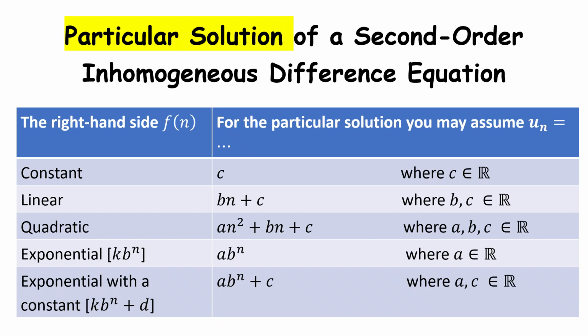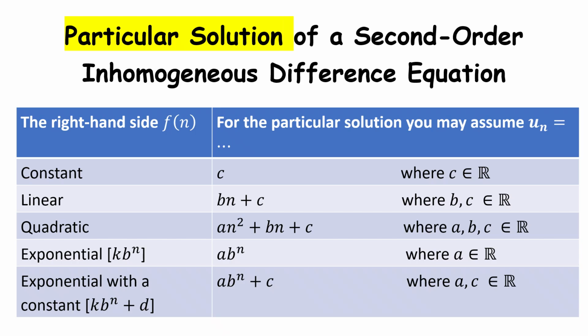I say bn plus c, you could write that as an plus b. The letters here don't really matter. What matters is that you have a linear. If you have a quadratic function, then we have a quadratic particular solution. And just note that even in the terms of a quadratic, you might just have like an n squared. That's still quadratic. It doesn't need to be a quadratic trinomial. However, our particular solution will always be a quadratic trinomial.